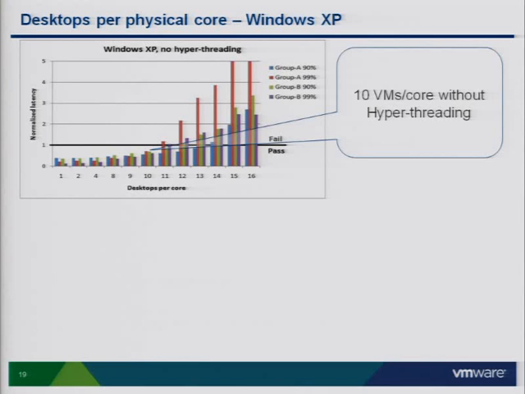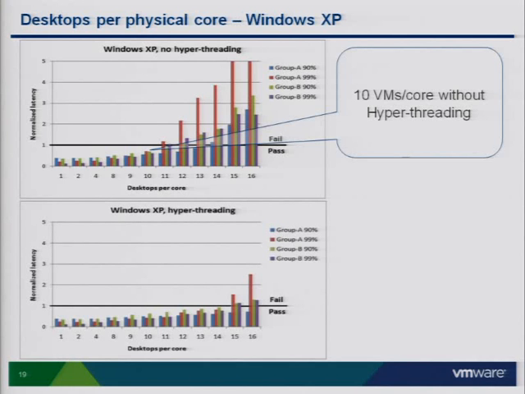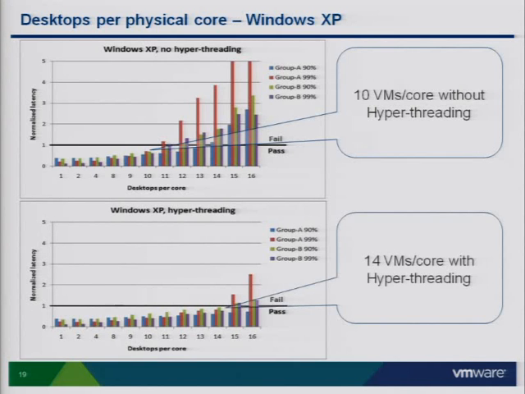Now, this is very powerful. Now, let's see what we can get with hyperthreading enabled. We did the same experiment with hyperthreading enabled. Here you can see that more VMs pass for the same workload, for the same desktops, just by turning on hyperthreading. You can get 40% more. That's what we were able to get.